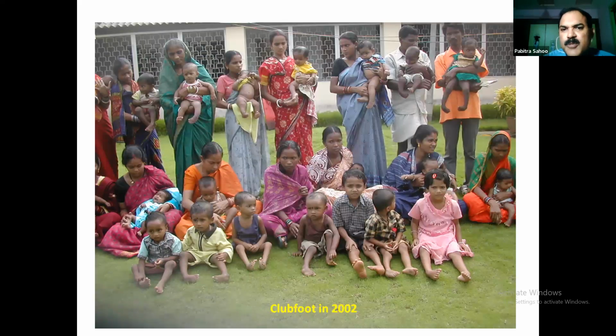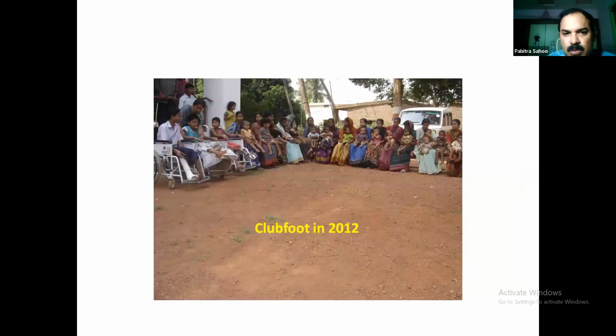So when awareness is poor, this is the situation. This is the photograph taken in 2002 in our old hospital, when at one point of time, just imagine the number of patients reporting to a hospital for plaster cast or surgery. This was a picture taken in 2002 in our old hospital building. Even after 10 years, in 2012, in our new hospital building, you can see the prevalence of clubfoot.